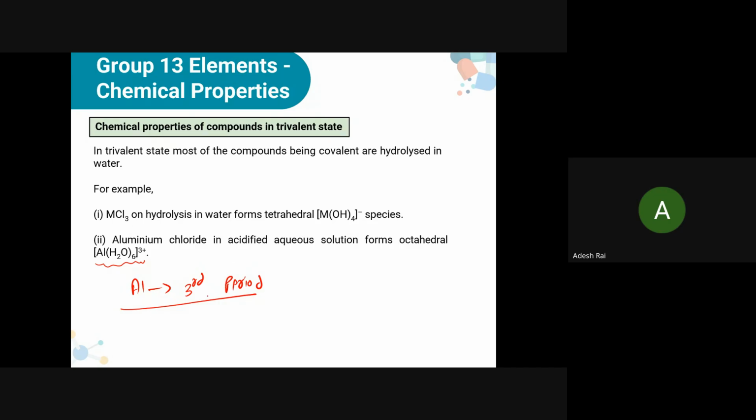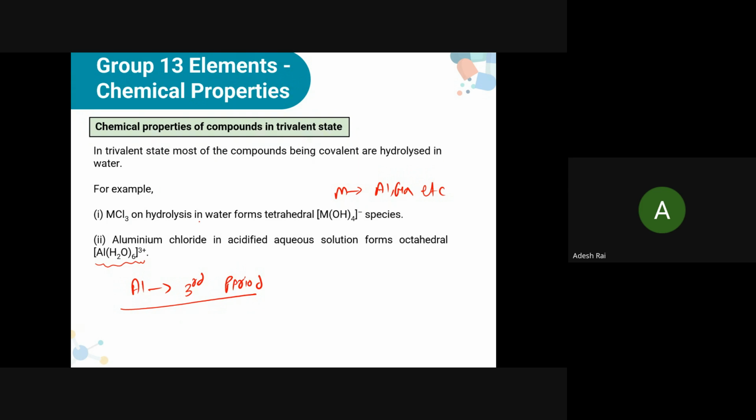In trivalent state, most of the compounds will be hydrolyzed in water. So here, when we are talking about this metal, it is aluminium and gallium, etc. Means aluminium, gallium, etc. Except boron. So here we are not talking about boron. Are we talking about boron? The answer is no. Here we are only talking about the metals.